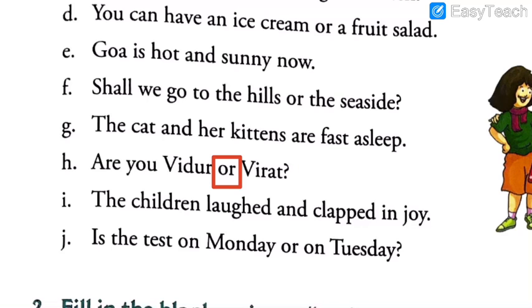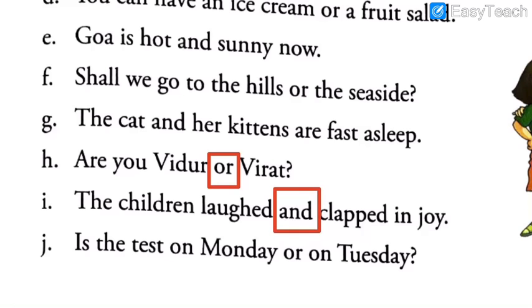Similarly, let us solve one more. The children laughed and clapped in joy. So what is the conjunction here? Children is the conjunction? No. Clapped is the conjunction? No. In is the conjunction? Obviously not. Then what is the conjunction? The conjunction is and. The children laughed and clapped in joy.